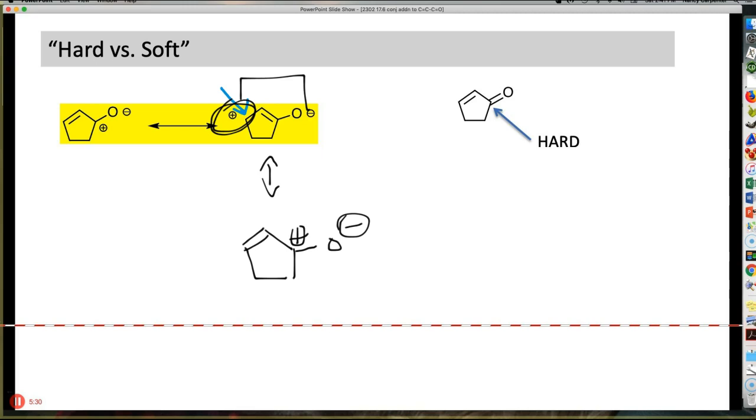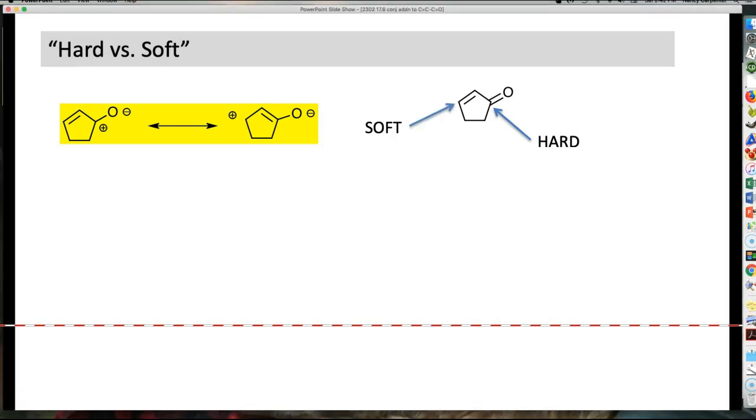Okay? So when all is said and done, the 1,2 position is my hard electrophile, and the 1,4 position is my soft electrophile. So what does this mean? Well, it means that a hard nucleophile is going to react at the 1,2 position. Hard reacts with hard, soft reacts with soft.